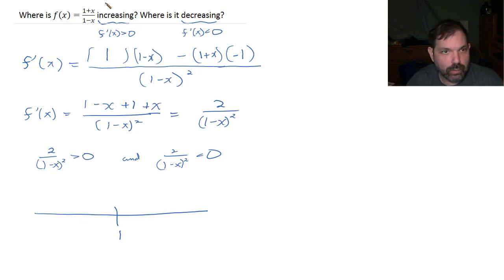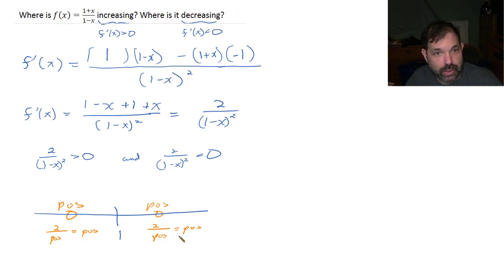So let's test a value. If we test, how about 0? Let's test 0 in. We would have 2 divided by 1 squared, so that's 2 over a positive number, and so that's a positive number. And then let's test a number greater than 1. How about testing 3? If we tested 3, we would have 2 divided by (1 minus 3), now that's negative 2, but squared is positive. And 2 divided by a positive number is again positive.